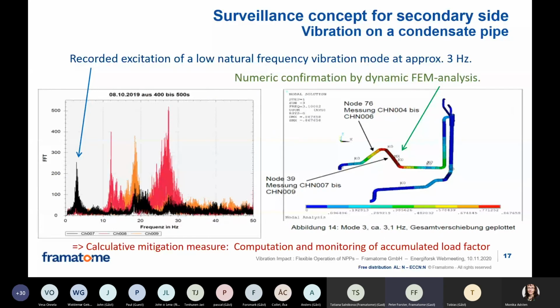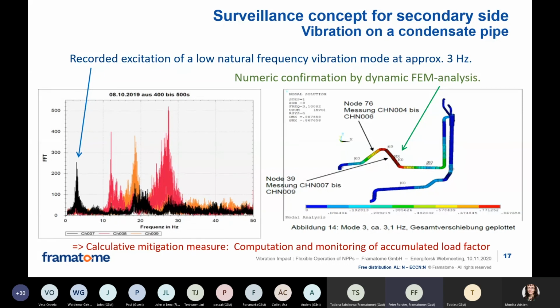On the left side, you see here a spectrum, and at 3 Hertz, that is the black peak, there is the lowest natural frequency, with the vibrating of the pipe. The other frequencies show more amplitude here, but it is an acceleration spectrum.